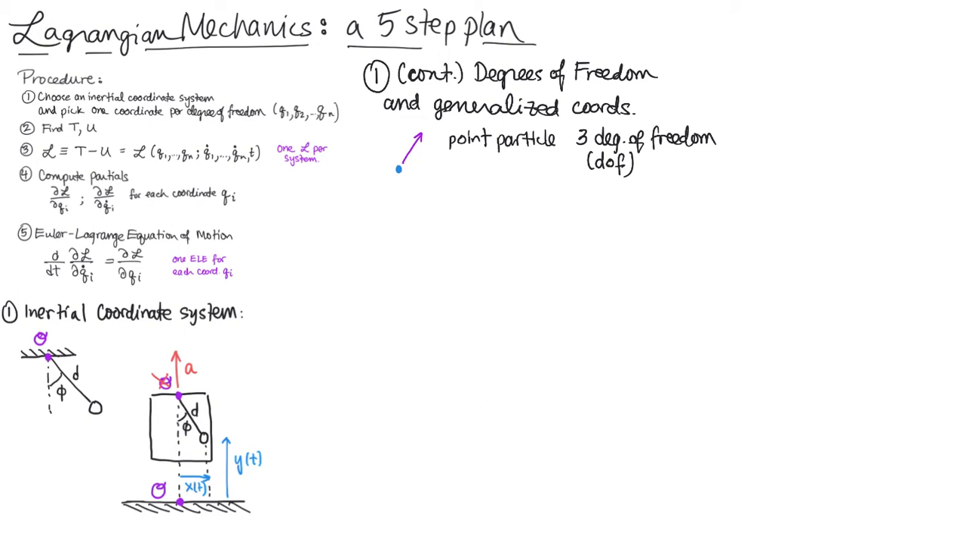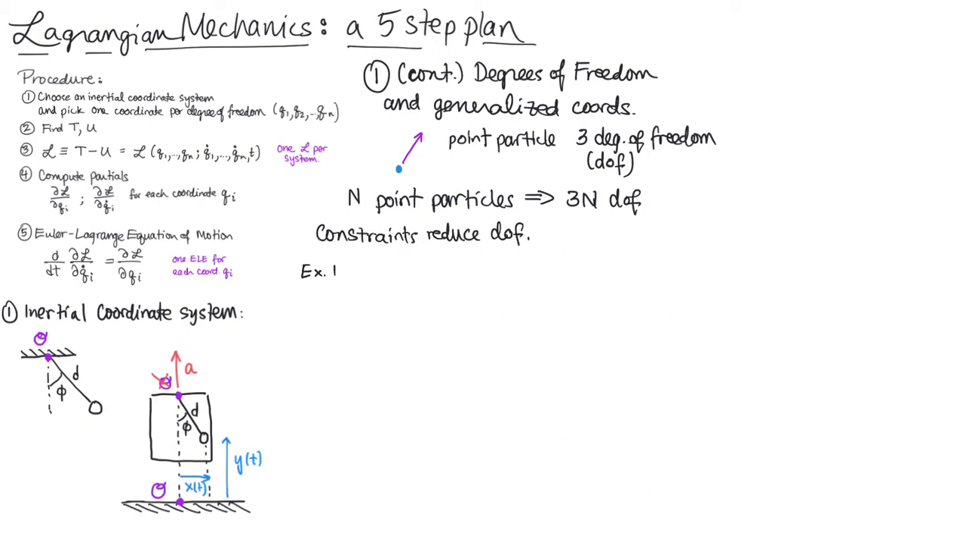So we need three coordinates to describe that motion in general. If you have n point particles, then you're going to have 3 times n degrees of freedom, 3 degrees of freedom for each point particle, like so. But we'll typically work in situations where a particle has a constraint, and the constraints reduce the number of degrees of freedom. So let's look at a few examples.